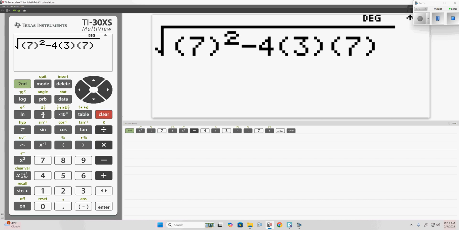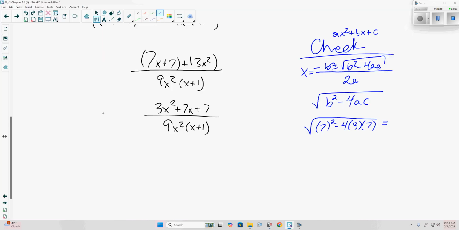Which tells us that we have a domain error. If we ever get an error, this means that our radical here is going to end up with i. It's going to have imaginary solutions, which means 3x squared plus 7x plus 7 doesn't factor.